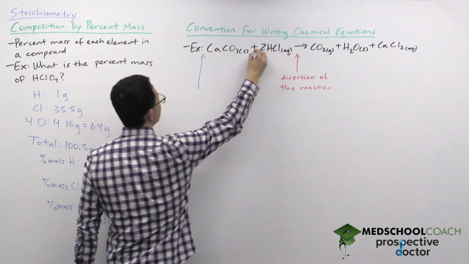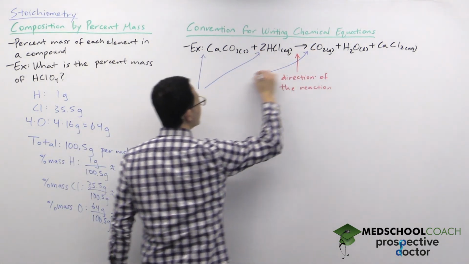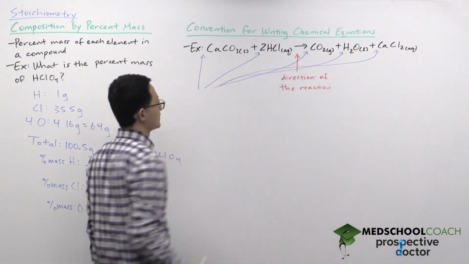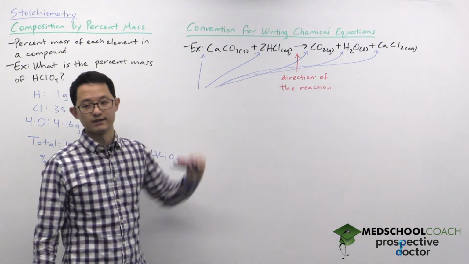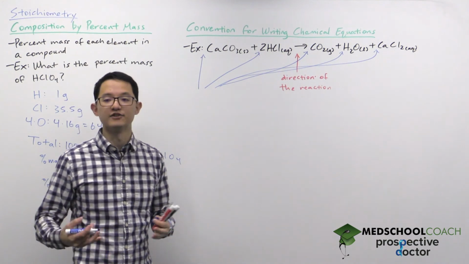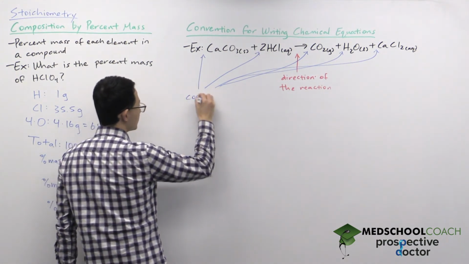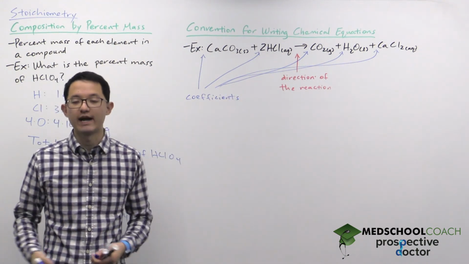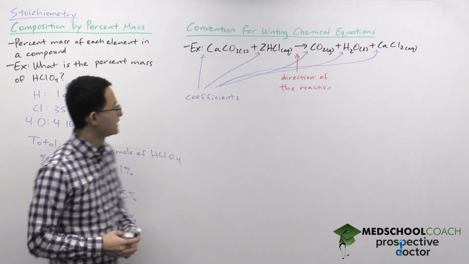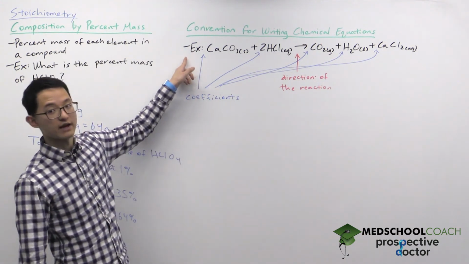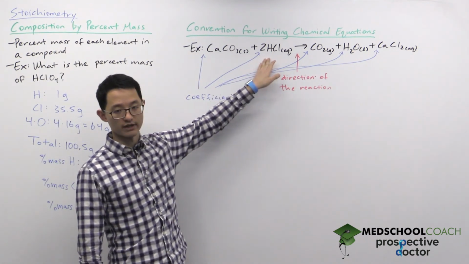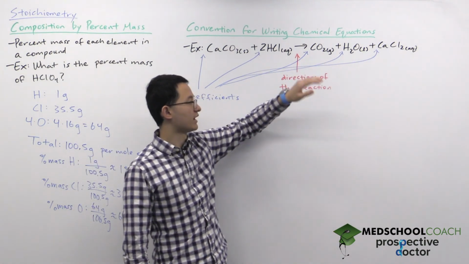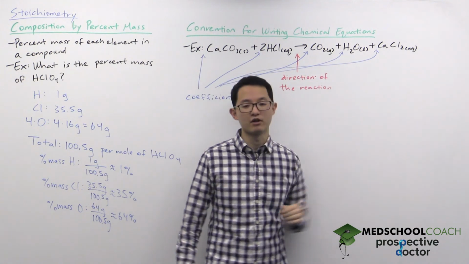The next thing that we want to pay attention to are the coefficients. So that would be these numbers that I'm pointing out here. You're actually going to notice for most of these things there is no number written there. So if there's no number in the front, you assume that it is 1. The coefficients are important because they tell you how many of each molecule is participating in the reaction or getting formed as products. So in this case, that tells us we have 1 molecule of calcium carbonate and 2 molecules of hydrochloric acid reacting together. After the reaction, they produce 1 molecule of carbon dioxide, 1 molecule of water, and 1 molecule of calcium chloride.